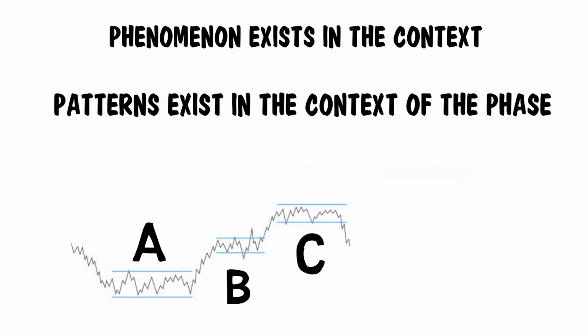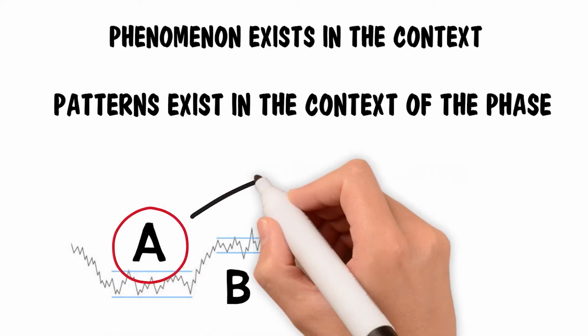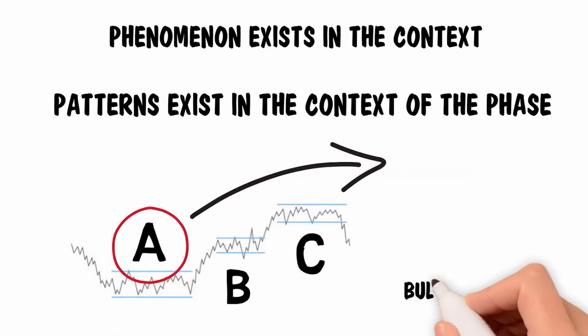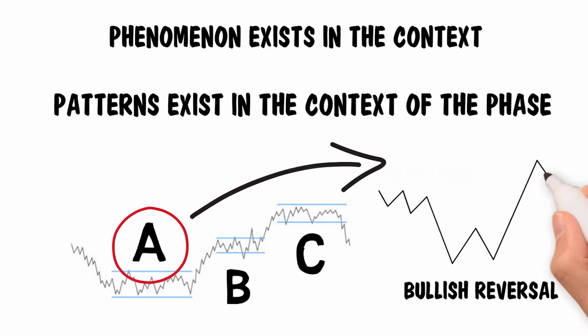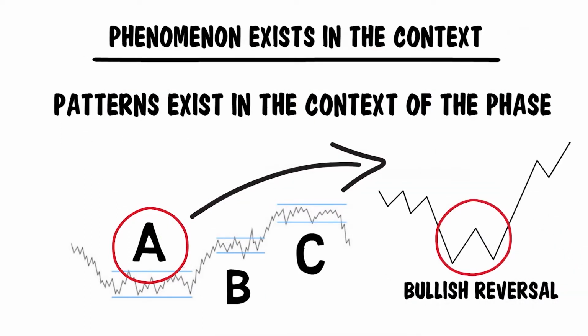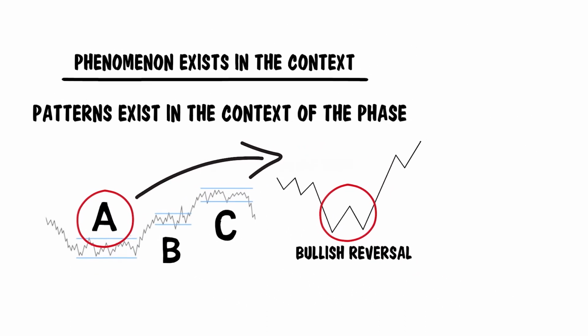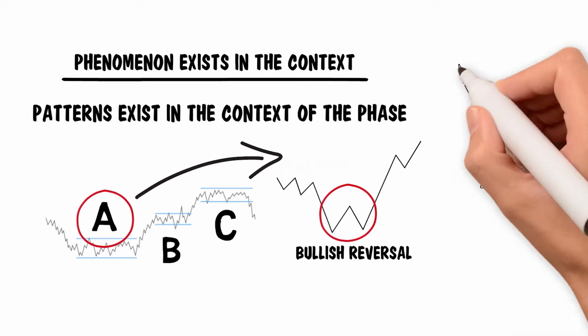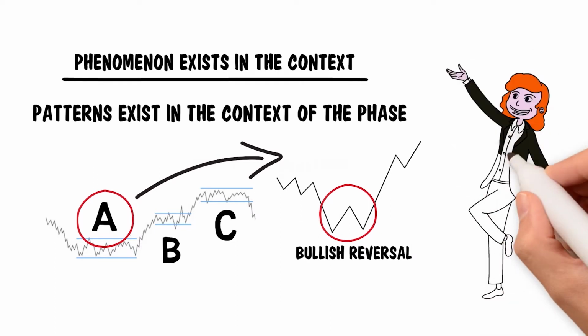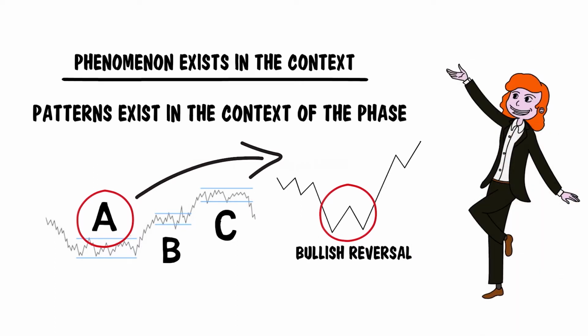For example, if we are talking about the accumulation phase, you can look for a bullish reversal pattern, let's say for the double bottom pattern. The indicators are only valuable if they exist in the context. On their own, they are just pieces of information. It's not about which indicators you use or how many you use. It's about seeing the big picture, the larger context.